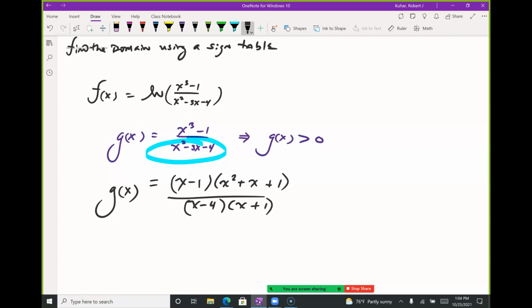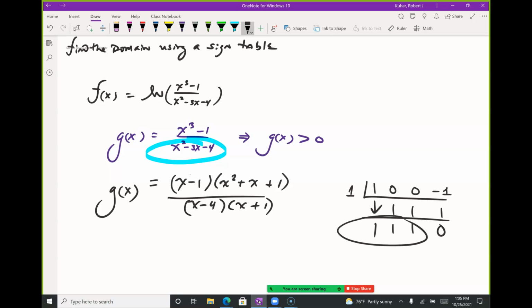The other one, I can see that 1 is a 0, so I'll synthetic divide with 1, 0, 0, and -1 for x cubed, x squared, x, and the constant. And I get a 1, a 1, a 1, and a 0. And you can see my x squared plus x plus 1 there.